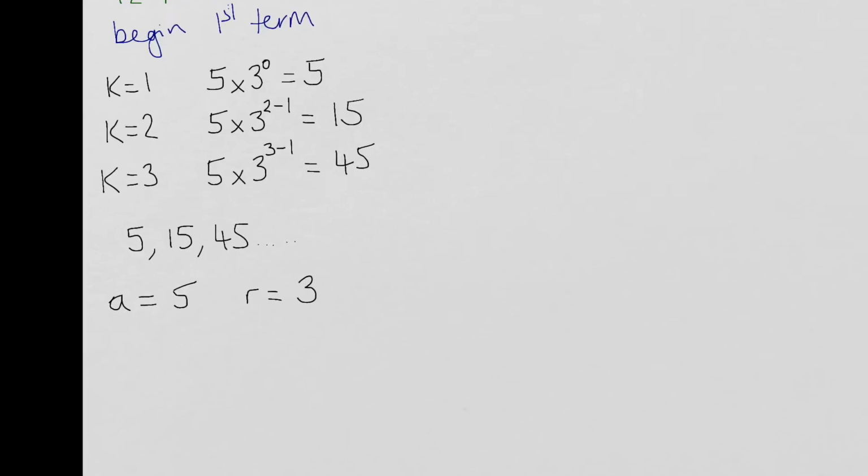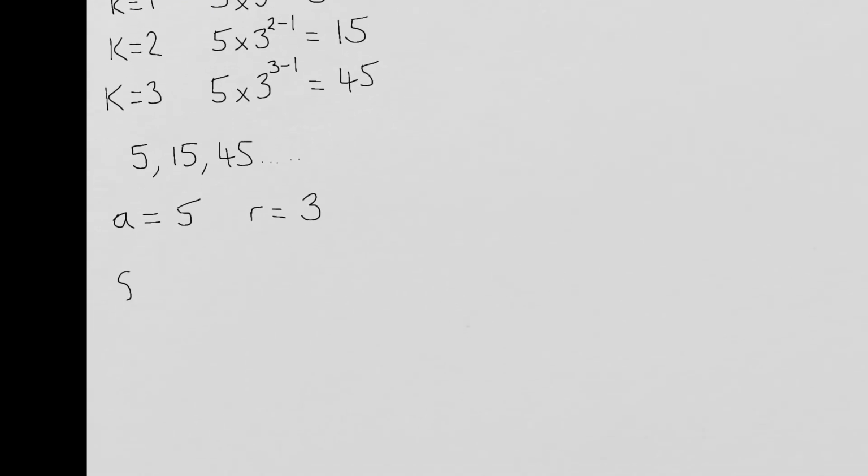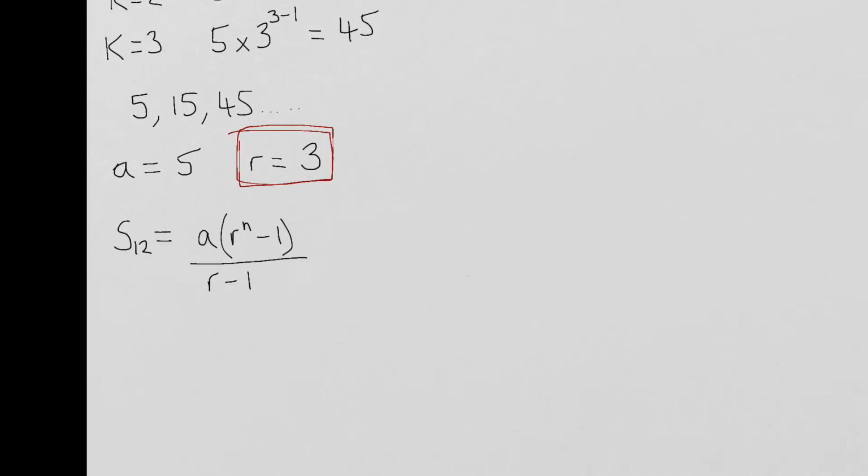So if I want to find the sum of the first 12 terms, I'm going to use my formula for a geometric series. So I've got a brackets r to the power of n minus 1 over r minus 1. I am going to use this formula because if you have a look, r isn't between 1 and minus 1, so it's not going to be a converging series. This one is going to be a diverging series.